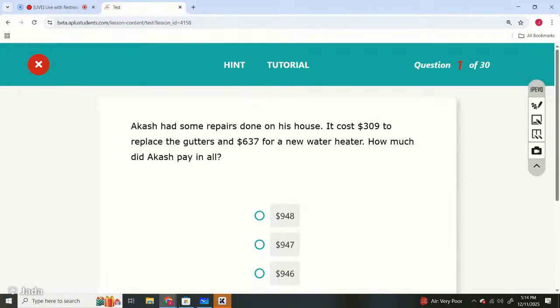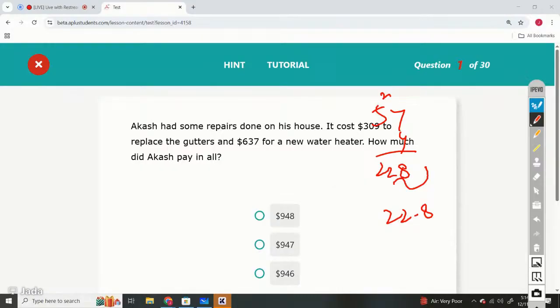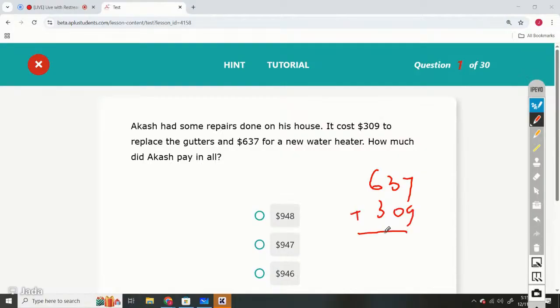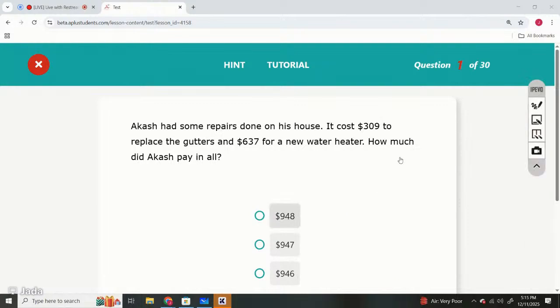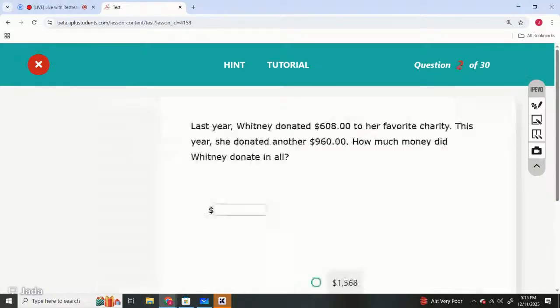Akash had some repairs done on his house. It cost $399 to replace the gutters and $637 for a new water heater. How much did Akash pay in all? So you need to calculate how much he paid in all. That means we need to add them. So that means he paid $946. Option number 3 is the correct option.